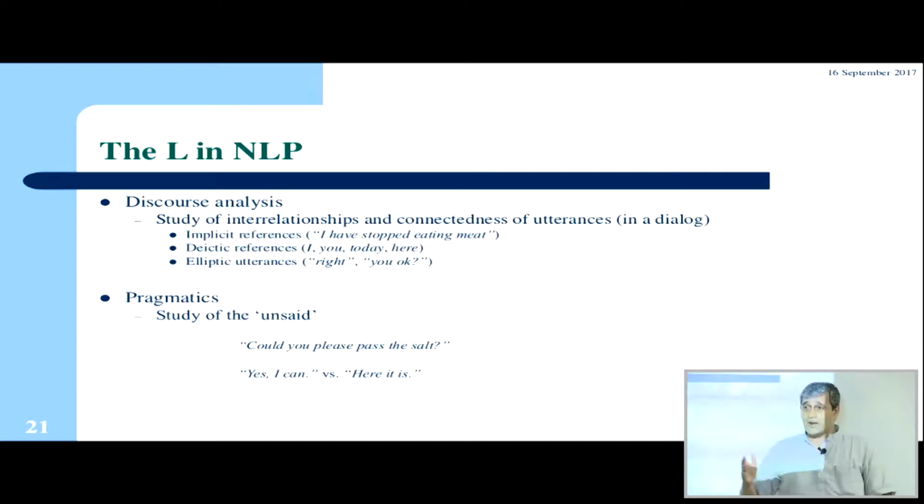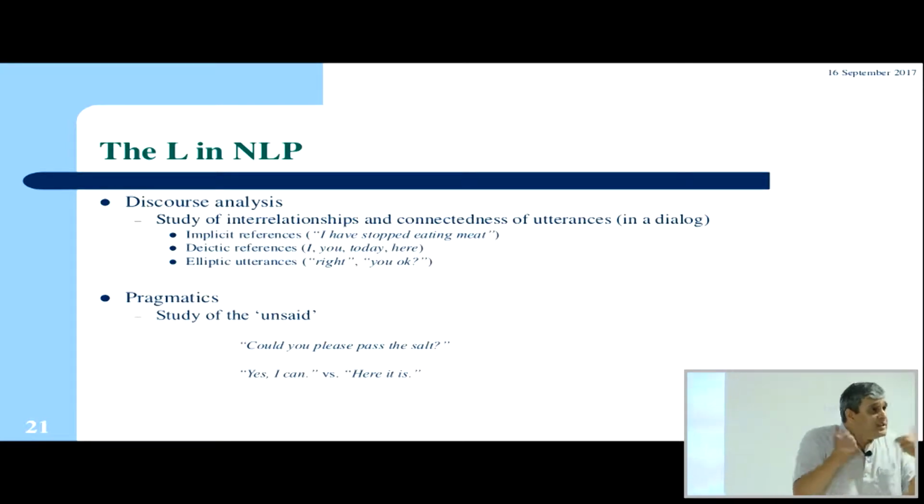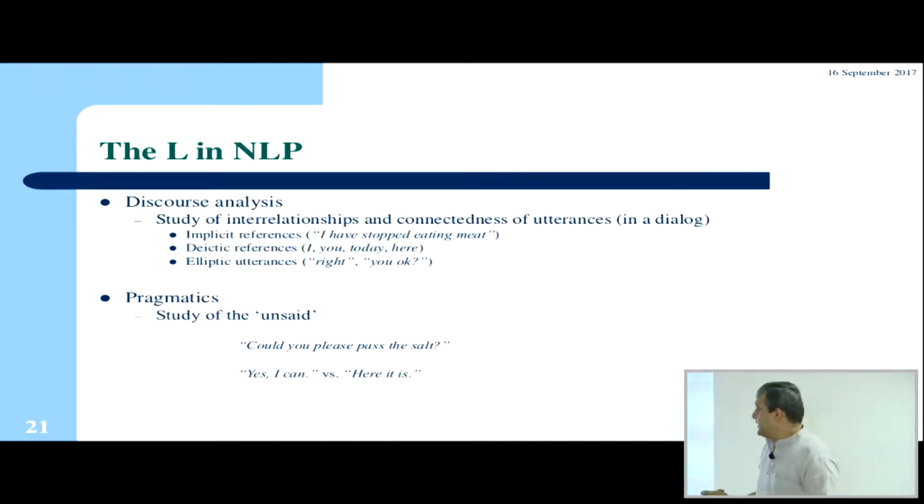Then there are elliptic utterances. You don't always speak in complete sentences, right? What do you think of this? Is it okay? You don't say, yes, I feel this is okay. You don't say this all the time, right? You just say okay, right? Or are you okay? You don't say this. You okay? Yeah. Done. So, all these are elliptic references and the system needs to understand all this, right?